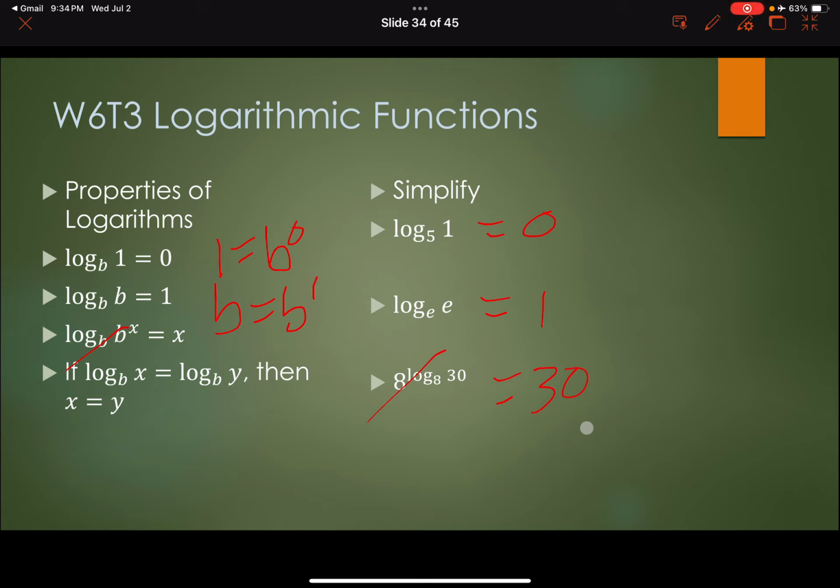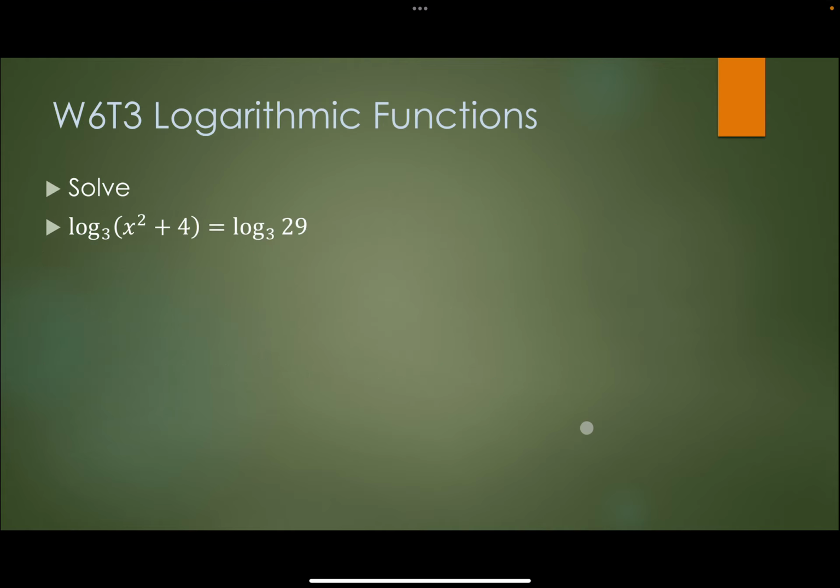Hopefully you got that. You may not have got the last one because we didn't really cover it, but I want to make sure we showed that as well. All right. Now the next thing we can do is solve logarithmic equations. Like this one, pause before I solve it so you can try it yourself. I'll give you a second to pause it.